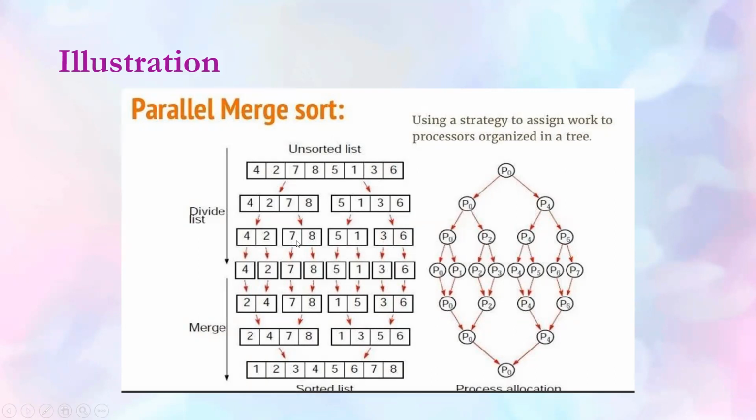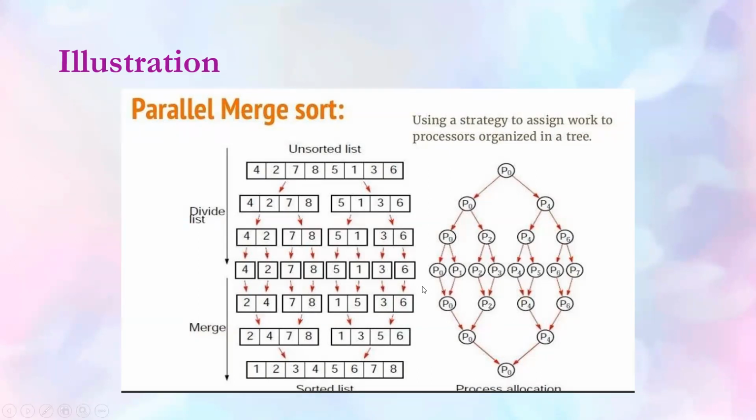So this P0 again will have just the two elements. P2 will have 7 and 8. P4 will have 5 and 1. And P6 will have 3 and 6. Again, I'm going to further divide it. I keep on doing that. So at this particular point of time, I find that each processor has only one element in it. Now that all the processes have only one element, I'm going to start merging. Sort, merge, sort, merge. That is what I'm going to do.